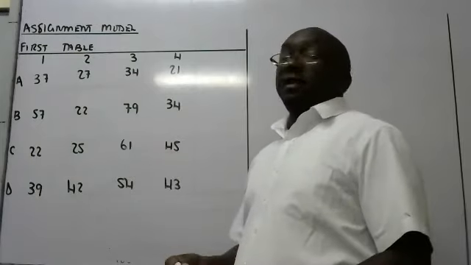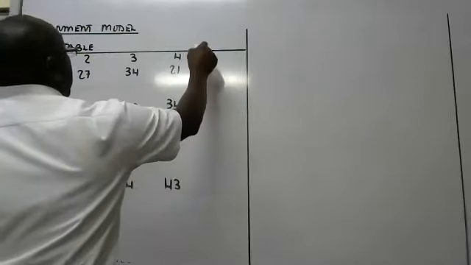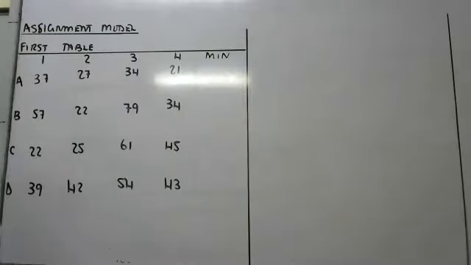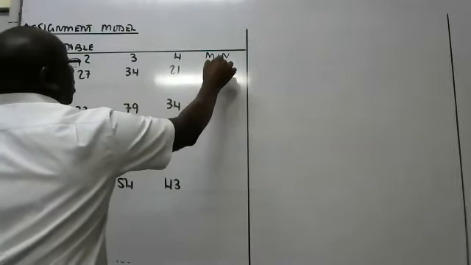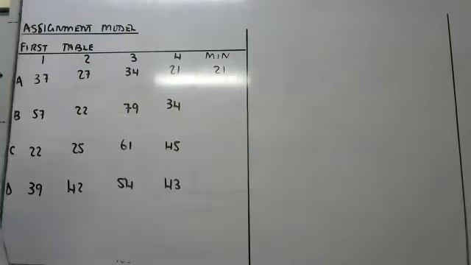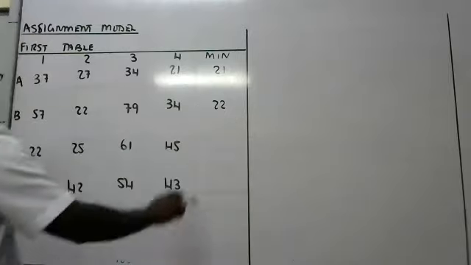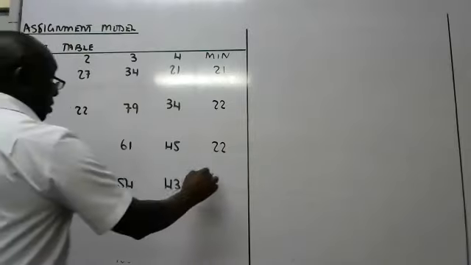So the moment you have equality, the next thing you do, in the first table, is extract the minimum of every row. So you create another column there called minimum. The minimum in row 1 is 21. Row 2, 22. Row 3, 22. Row 4, 39.